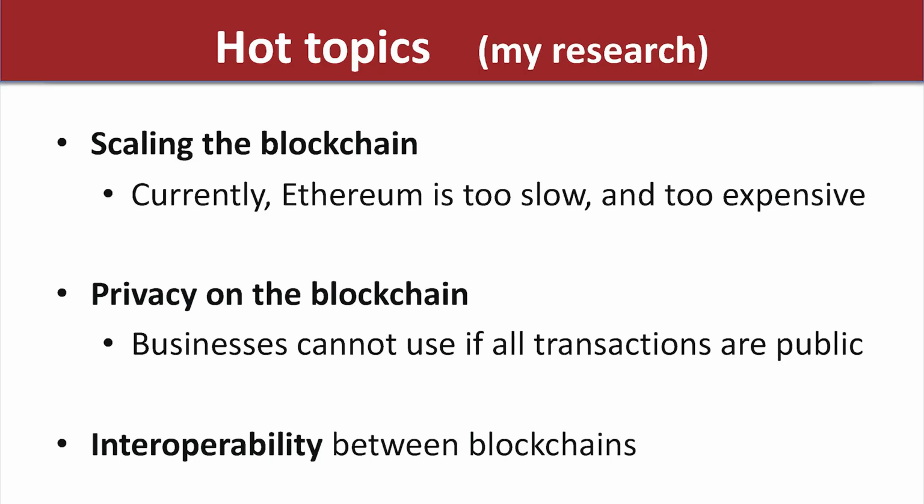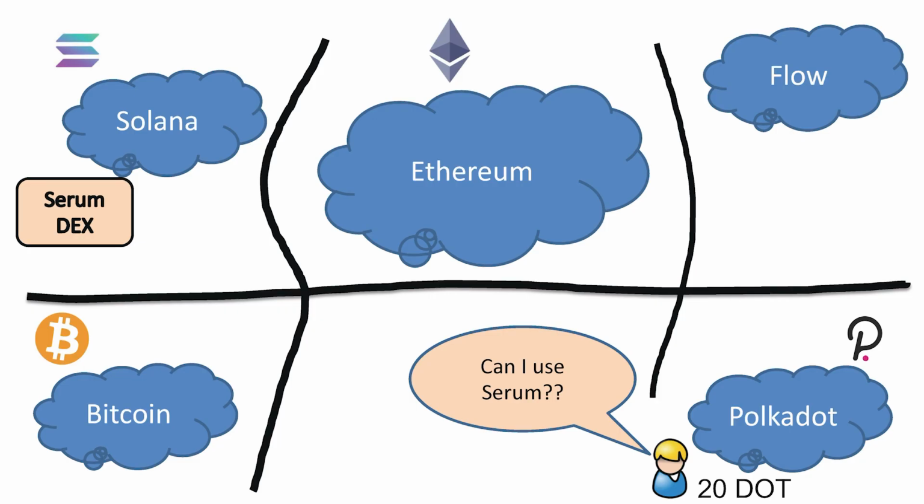And then there are multiple blockchains. It's not just all Ethereum. So there's this question of interoperability. For example, suppose I'm sitting on Polkadot. I have 20 DOTs on the Polkadot system, and I want to use them on an exchange running on Solana, which is a different blockchain. The question is, how do I use my Polkadot money on the Solana blockchain? This is the interoperability question, and there's a lot of work on that as well.